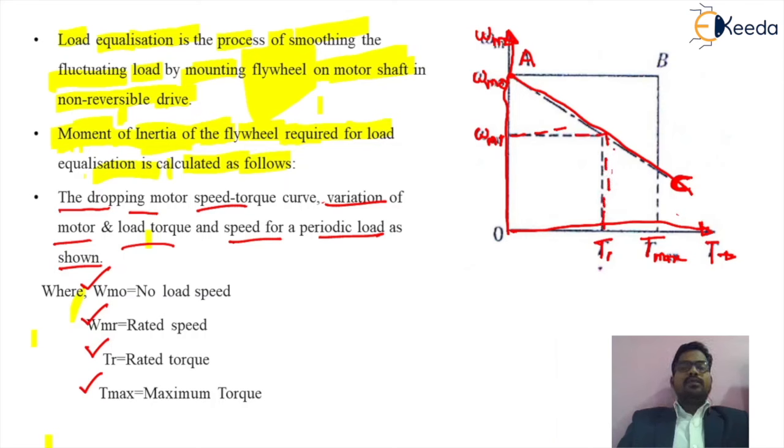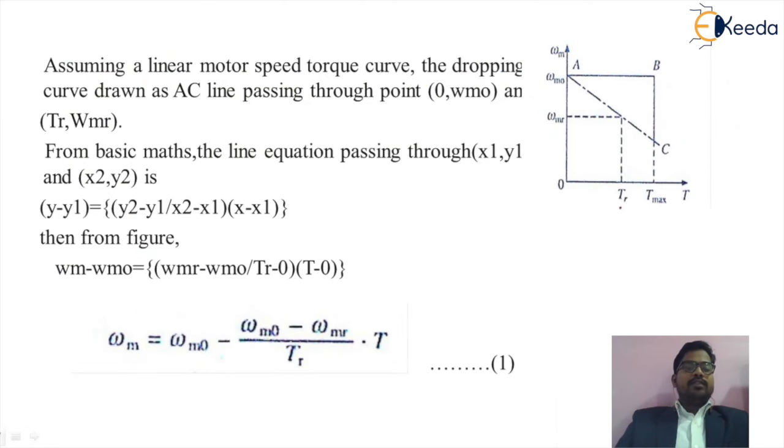So we can find out the value of J, which is called the polar moment of inertia of a flywheel, because in load equalization we are connecting one flywheel on the motor shaft to stabilize the load torques. That is a very important concept. So we can start to derive the equation.